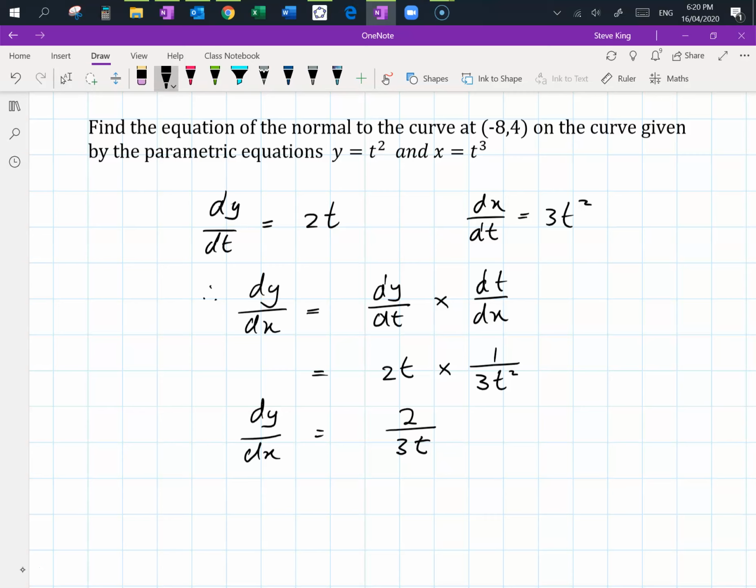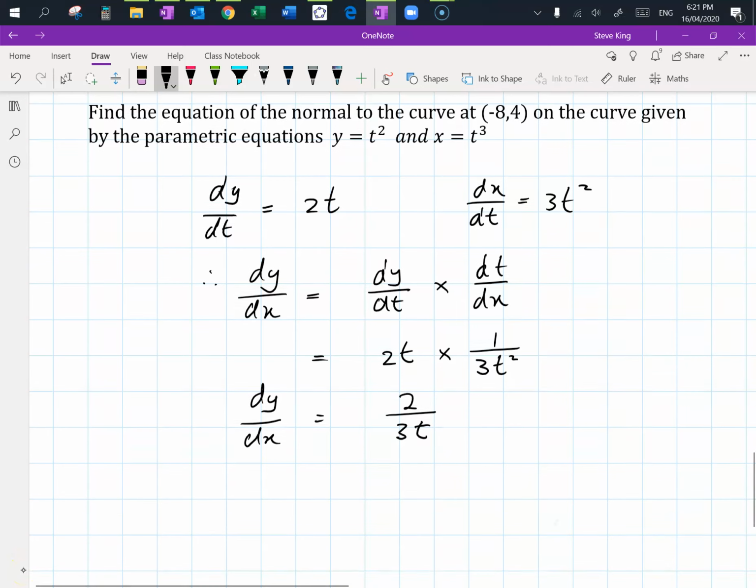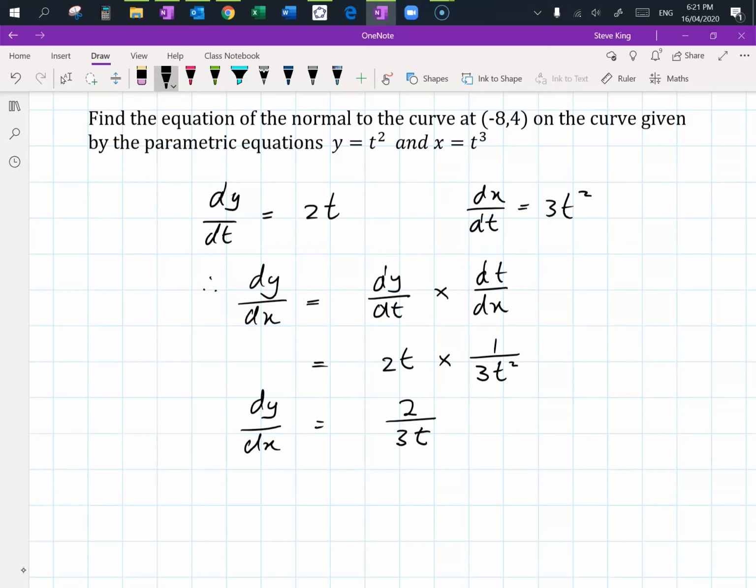So that's the formula for my tangent. I now need to figure out what the tangent actually is. In order to work that out, I need to know a value for t. And at this stage, I'm not sure where I can go. Well, what I can do is go back to my initial statement and this point that they've given me.